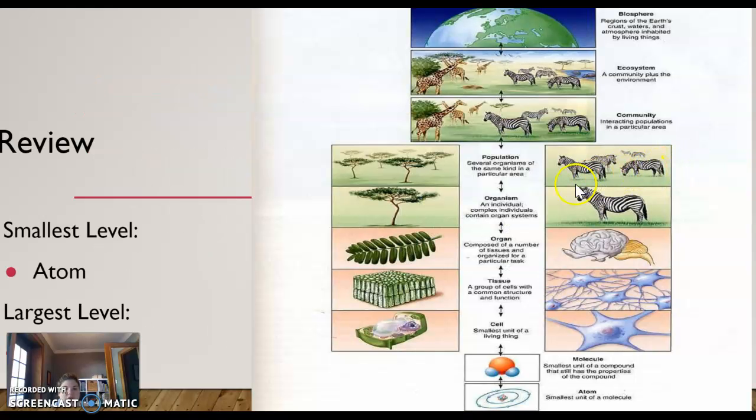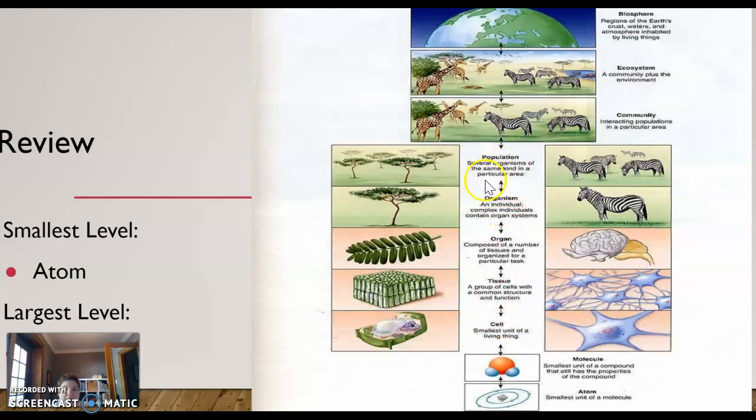To review, we start with our smallest, which would be the atom, and then we build our way to the largest, which is the biosphere. We have our atoms that make our molecules. Molecules build cells, cells build tissue, tissues are constructed together to make organs, and then organs can make organisms, especially when they have complex organ systems. But remember, some life forms are just the cell itself.